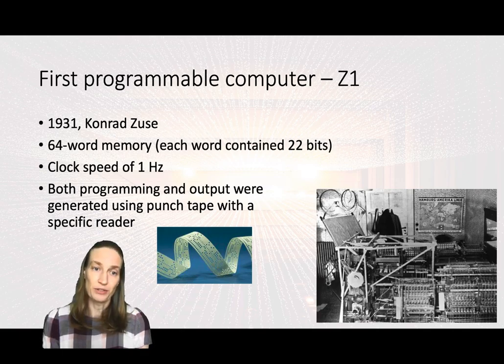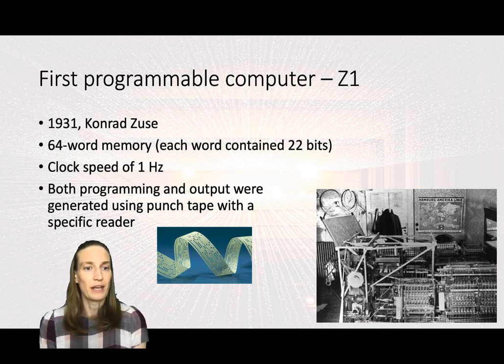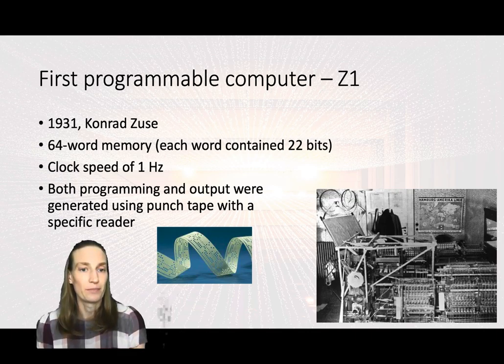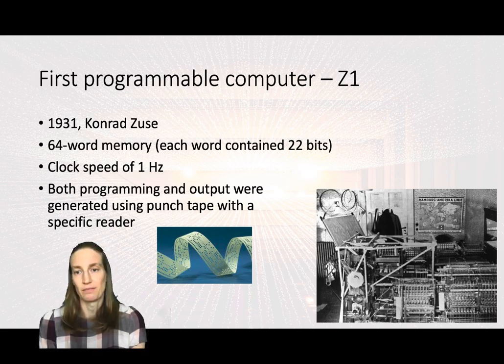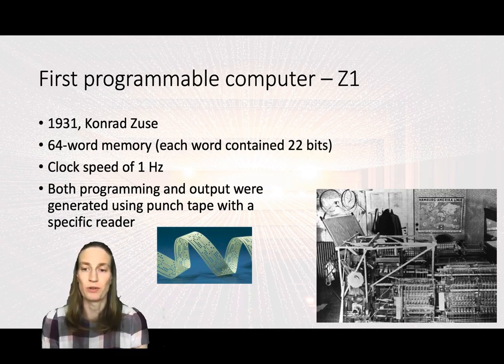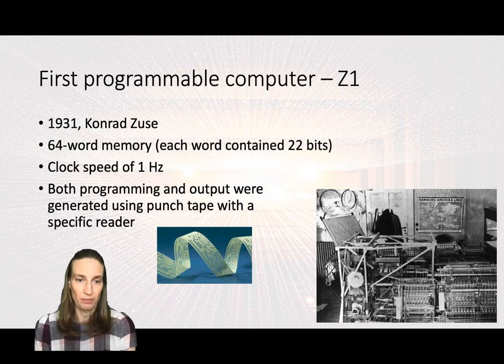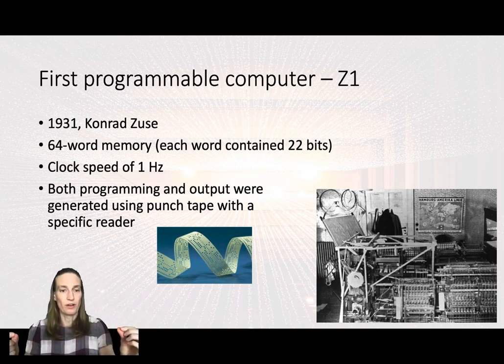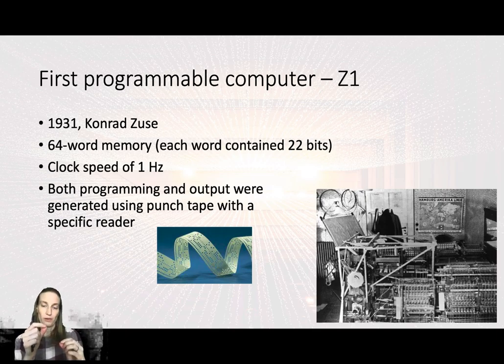It was developed by Konrad Zuse, hence its name, and it had a 64-word memory, each word containing 22 bits, so pretty small memory. Interestingly, it contained many of the modern-day parts of a computer. It had a control unit, memory, sequences, floating-point logic, and input-output devices. In fact, it could be programmed using a punch tape. Punch tape is these long ribbons of paper with holes in them. A hole or not would be a bit, 0 or 1.